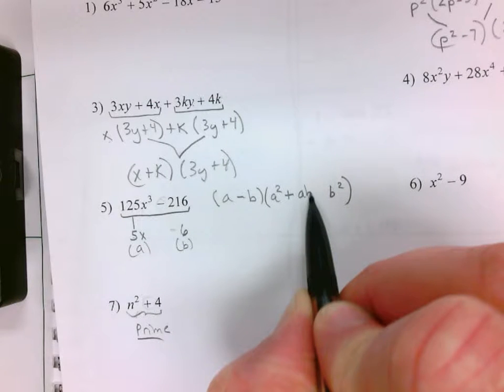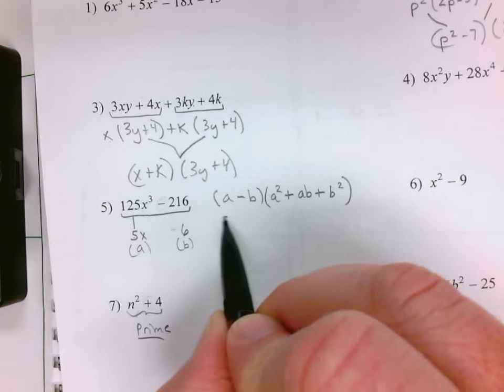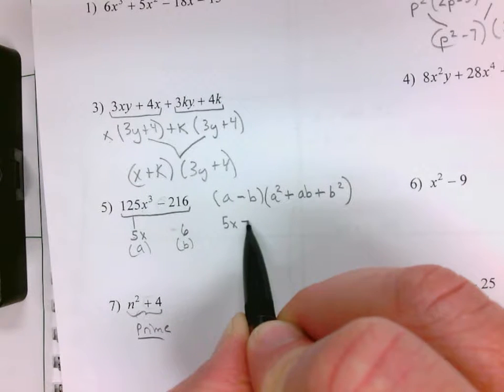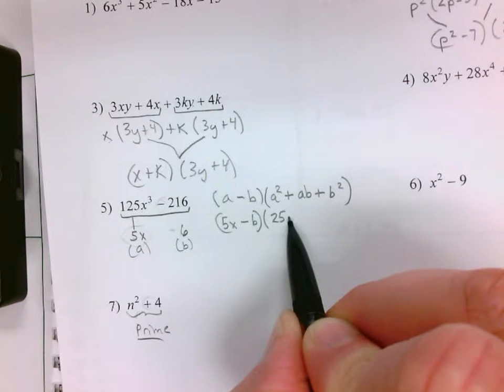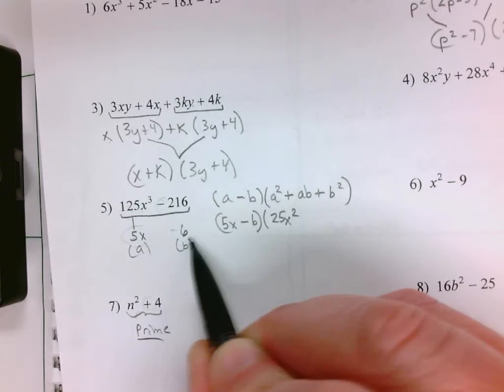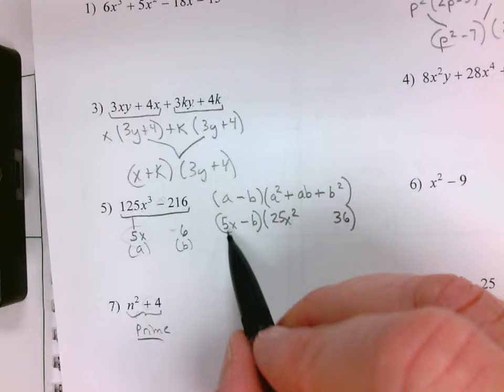So now I can just plug in my numbers. So this is 5x minus 6 times 25x squared. I'm going to put 36 here. And then 5x times 6, which is 30x.